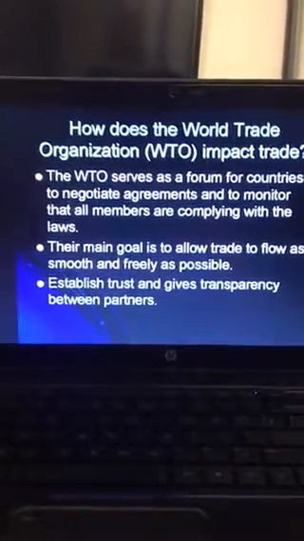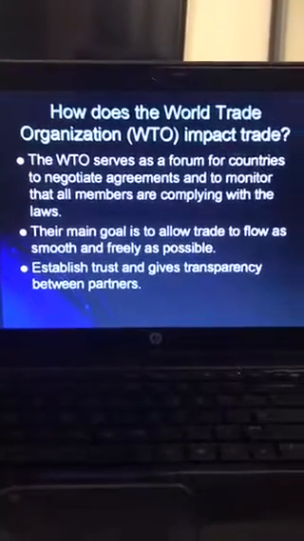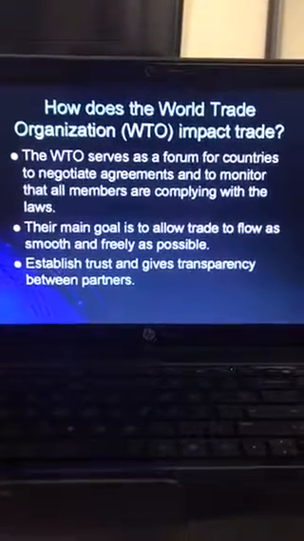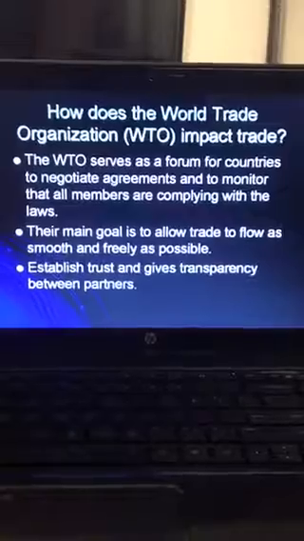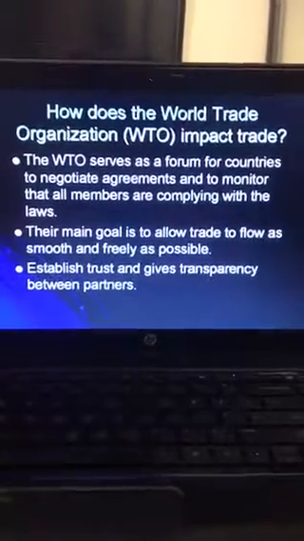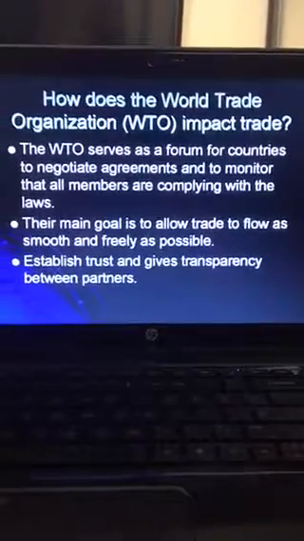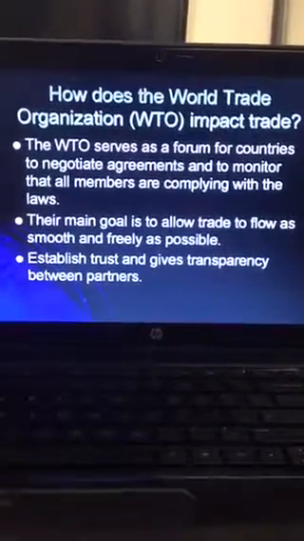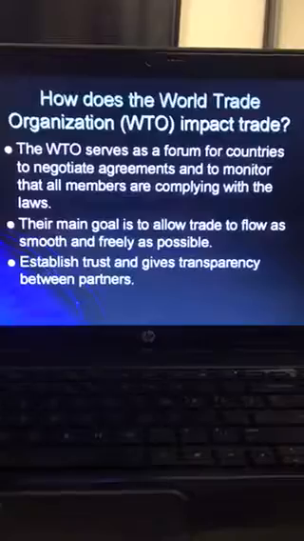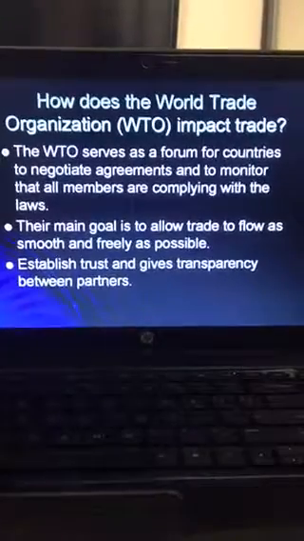How does the WTO impact trade? It serves as a forum for countries to negotiate agreements and to monitor that all the members are complying with the laws. Their main goal is to allow trade to flow as smoothly and freely as possible, and they also establish trust and give complete transparency between trading partners.